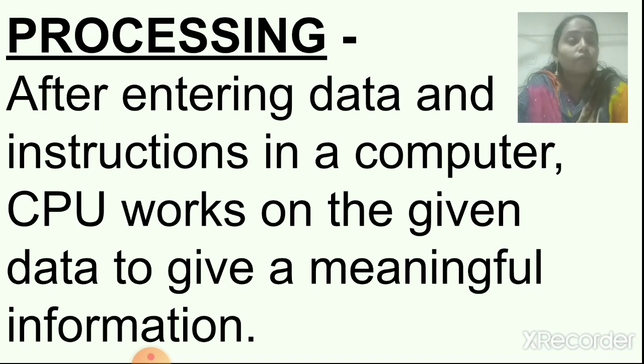So whatever instruction we give, whatever data we type, that goes into the brain of the computer, the CPU, central processing unit. Then the CPU works on the given data and instructions, processes them, and then gives us meaningful information. When you type some alphabets, it will show you the same alphabets on the screen. When you draw some picture, it will show you the same picture on the screen.